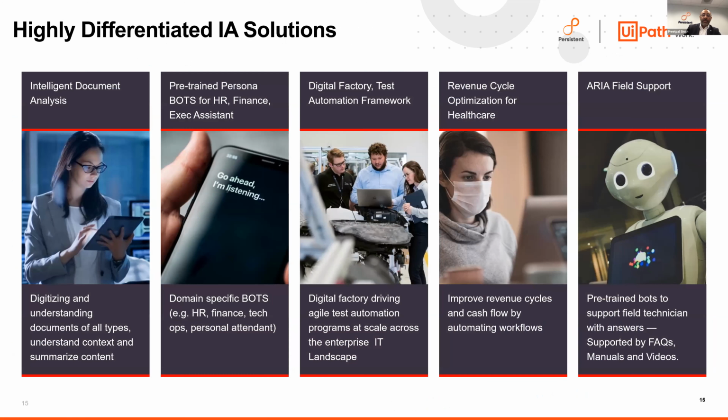Awesome. So in the IA space, which is intelligent automation, these are some of the highly differentiated solutions that we are focusing on and building. First one is intelligent document analysis. We are leveraging UiPath heavily, and all the output of that, we are leveraging OutSystems to build certain applications, leveraging the output of IDP into those applications, and I've already mentioned that.